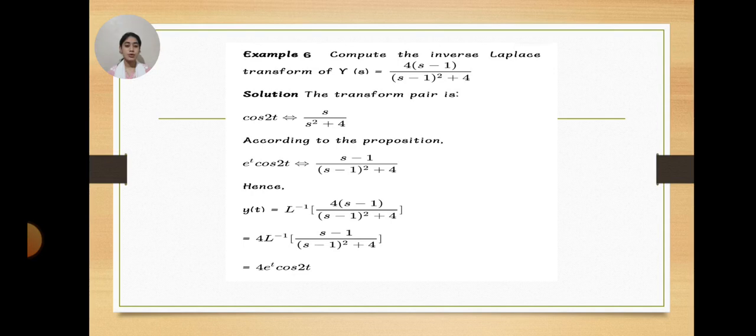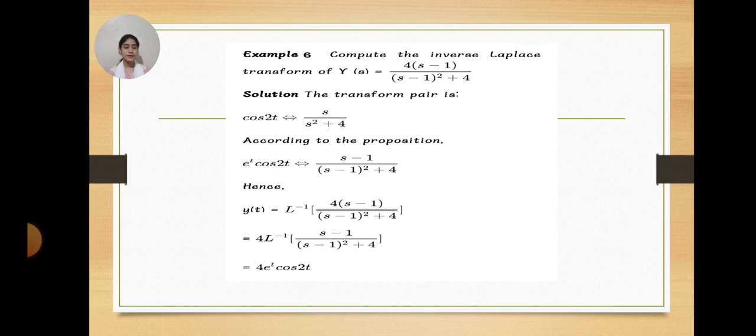Then let us solve the last example. Compute the inverse Laplace transform of Y(s) = 4(s - 1) divided by (s - 1)² + 4. Then the transform pair becomes cos 2t = s divided by s² + 4. After equating the denominator, we get s² + 4. According to the proposition, e^t cos 2t = (s - 1) divided by (s - 1)² + 4.